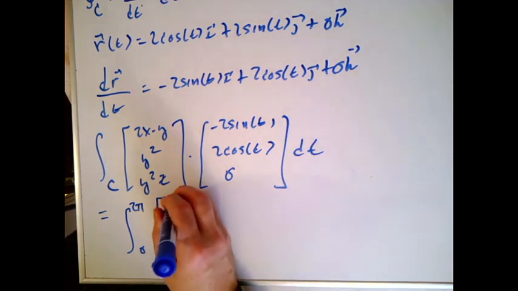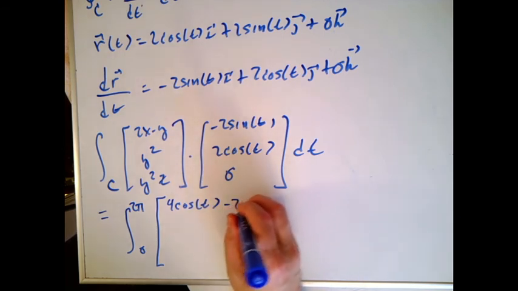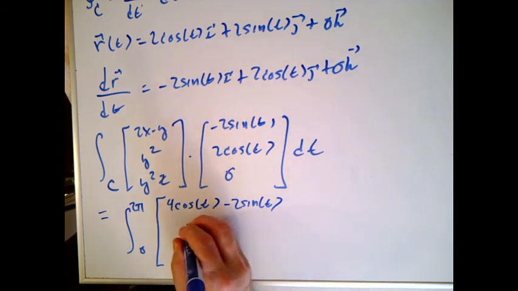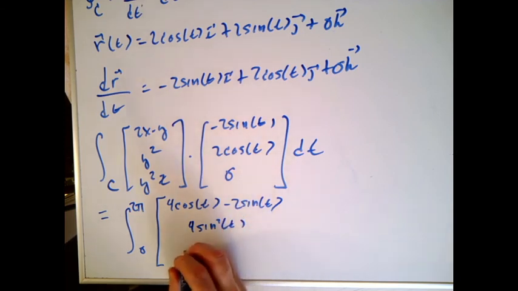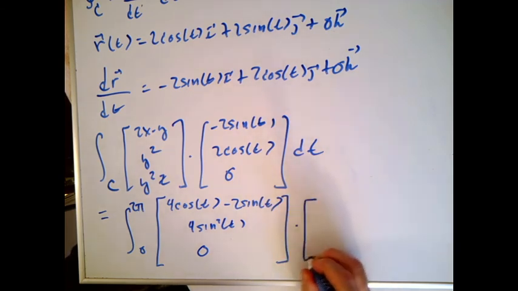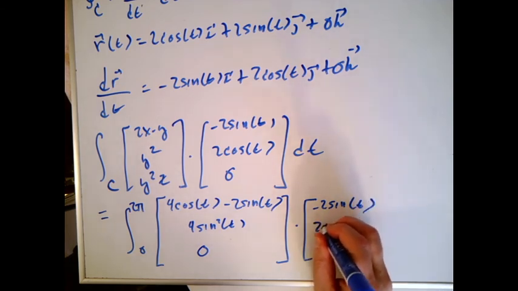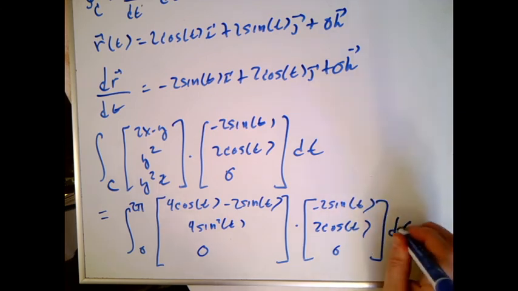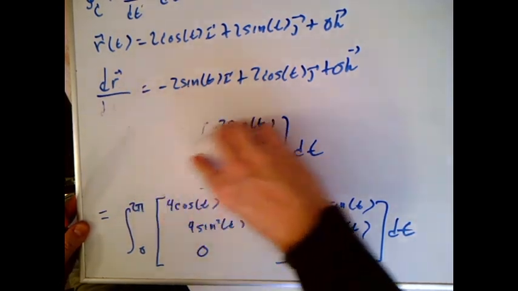I'm going to start filling in stuff. 2x is going to be 4 cosine t. Minus y is going to be minus 2 sine t. Y squared is going to be 4 sine squared. Y squared z is going to be y squared times 0, so that's just 0. I'm not going to have to fuss about that one. And then I put minus 2 sine t here, and 2 cosine t here, and 0. And we want to turn that into an integral that looks like a Calc 1 type integral.